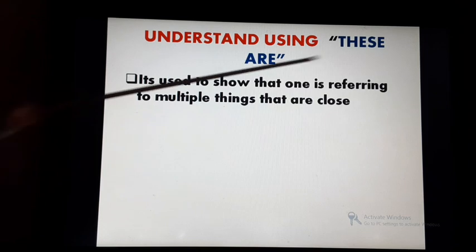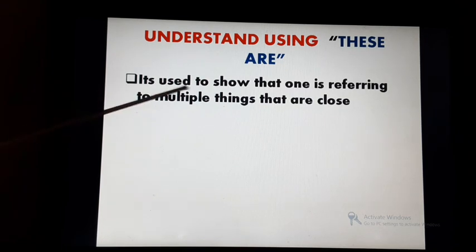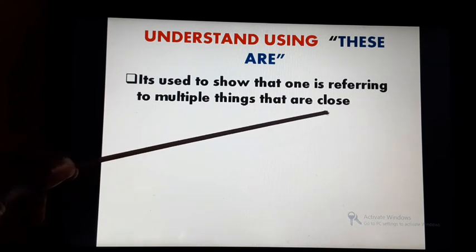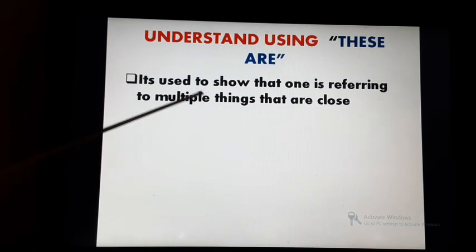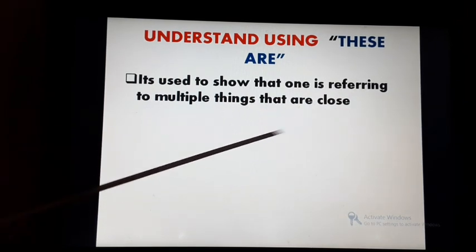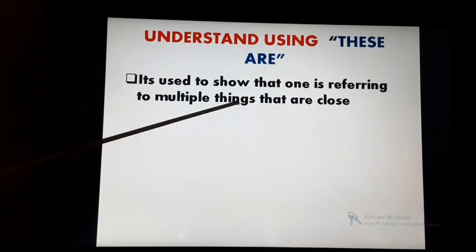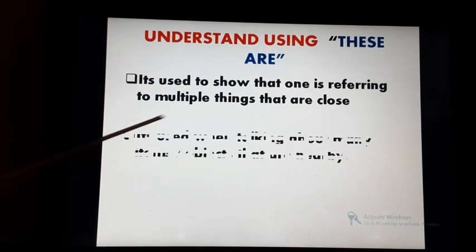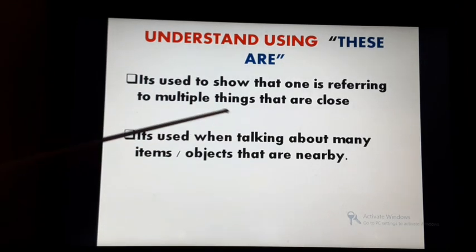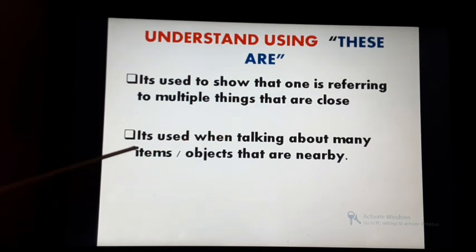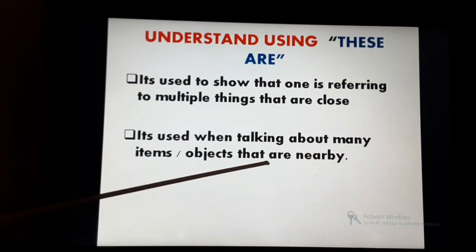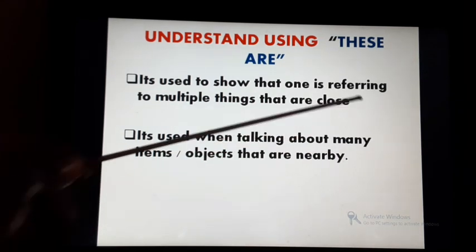Okay, these are, remember, it's used to show that one is referring to multiple things that are close. A point to note here, multiple things. So multiple is the same as many. So these are, we use it to show that one is referring to multiple things or many things that are close. So it is used when talking about many items or objects that are nearby. So nearby is the same as close.